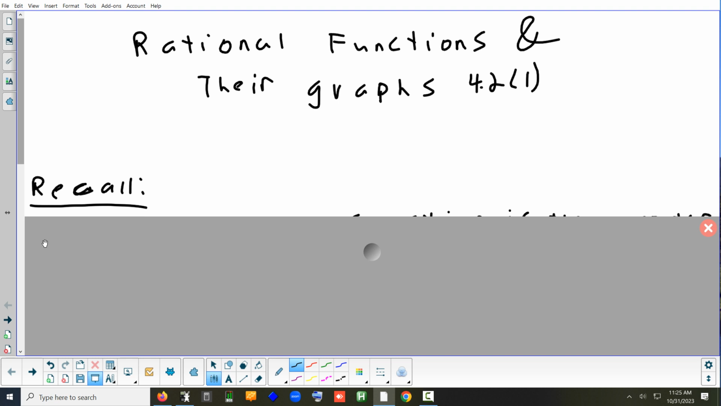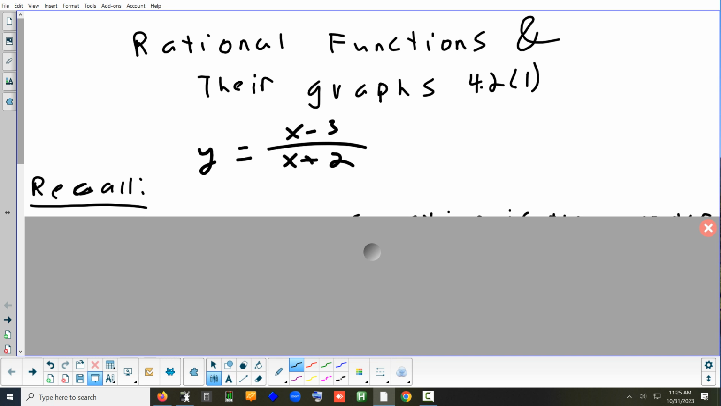Now, when you graph something like this, x minus 3 over x plus 2, what value would make the denominator 0? Negative 2. And where would your vertical asymptote be? And what would be the equation of it? X equals negative 2. Does everyone agree x equals negative 2 is a vertical asymptote?